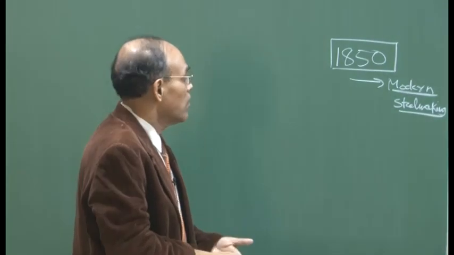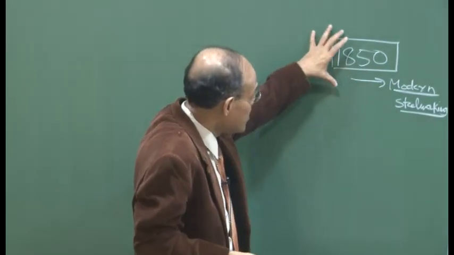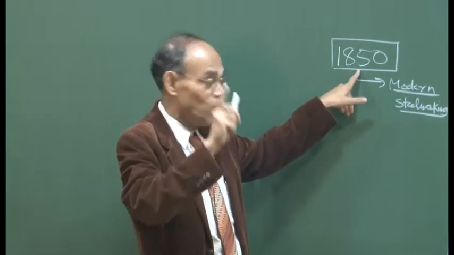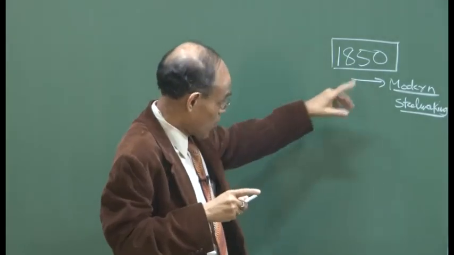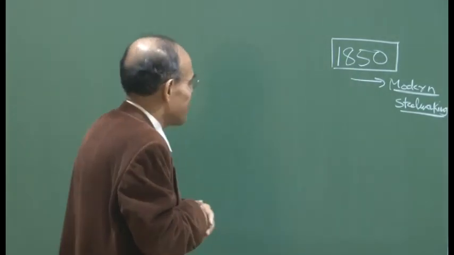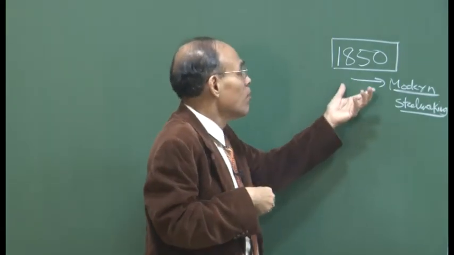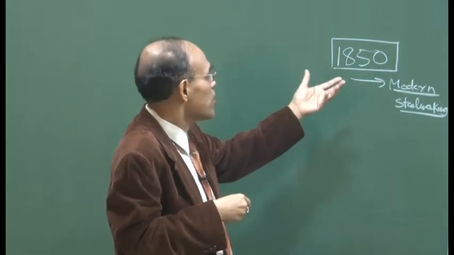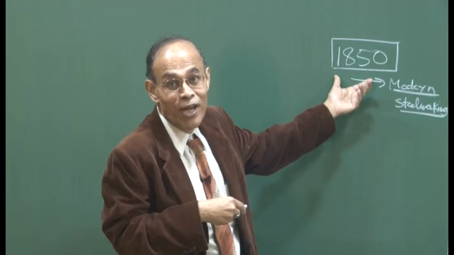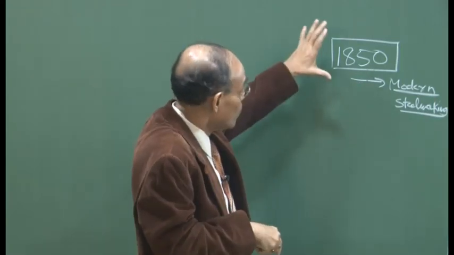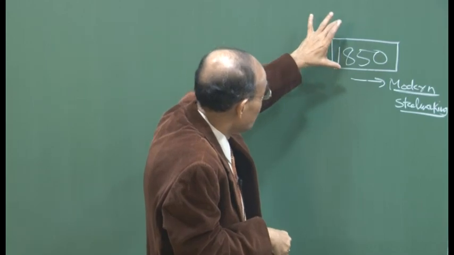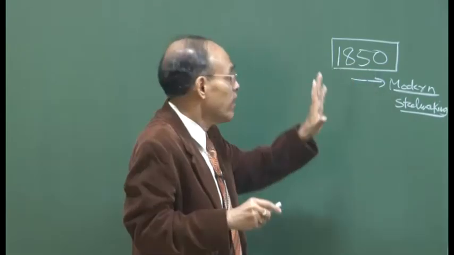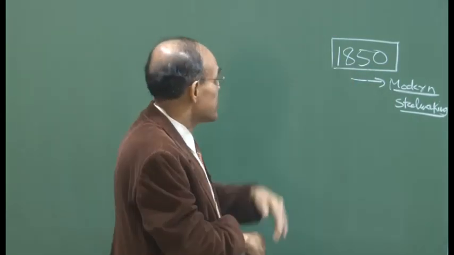And what is the reason? It is in this year that the Bessemer process of steel making came. You have heard the terminology, and you have studied the process, maybe not in detail, but in a sketchy way. Around 1850, Bessemer commercialized the Bessemer process, which of course is now obsolete. We have better technology. The commercialization of the Bessemer steel making process is acknowledged as the beginning of modern steel making.